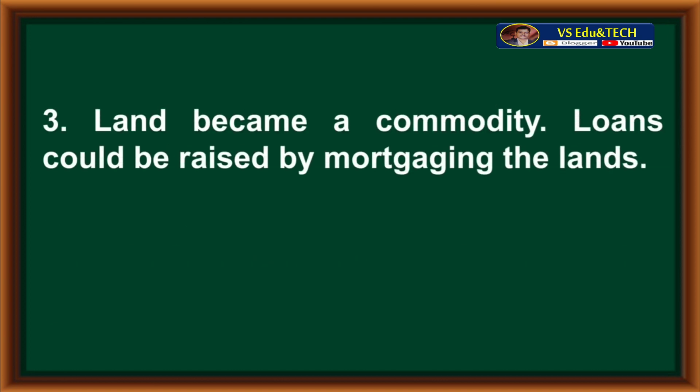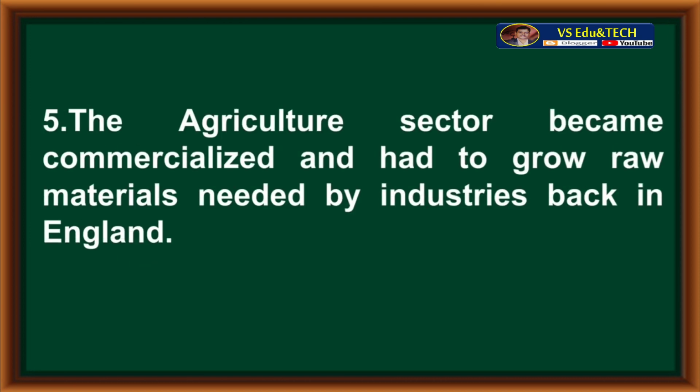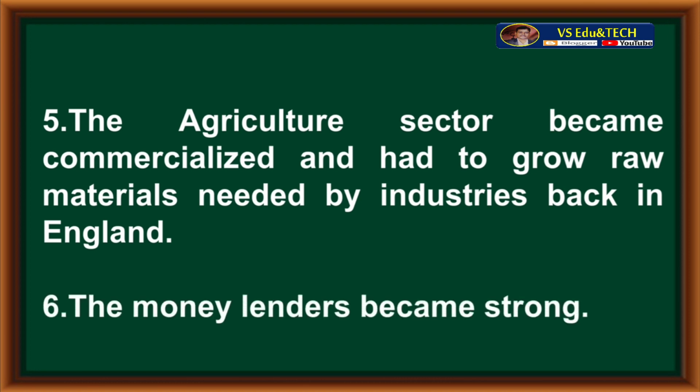Land became a commodity. Loans could be raised by mortgaging the lands. Many zamindars also had to mortgage their lands in order to pay the land taxes. The agriculture sector became commercialized and had to grow raw materials needed by industries back in England. The money lenders became strong.